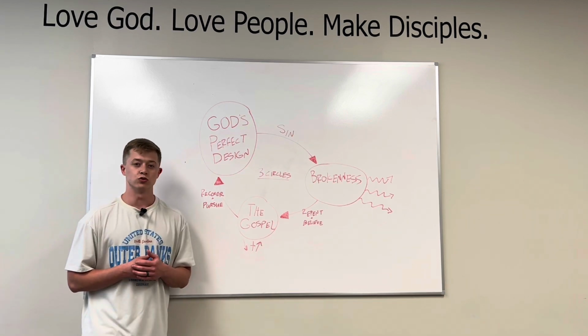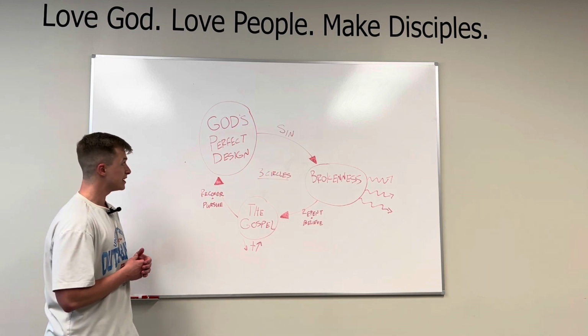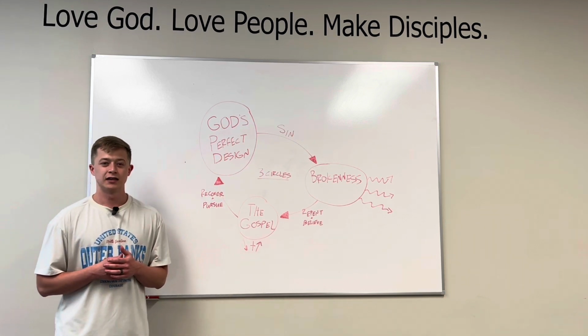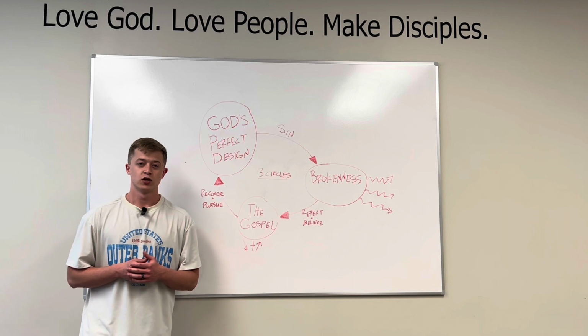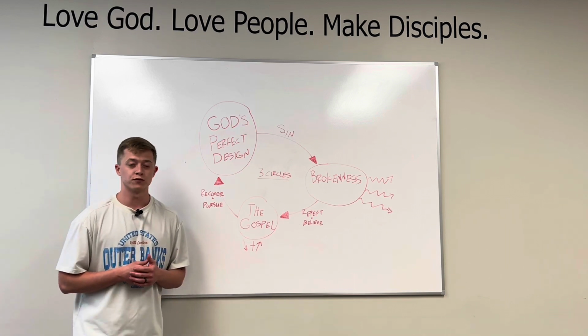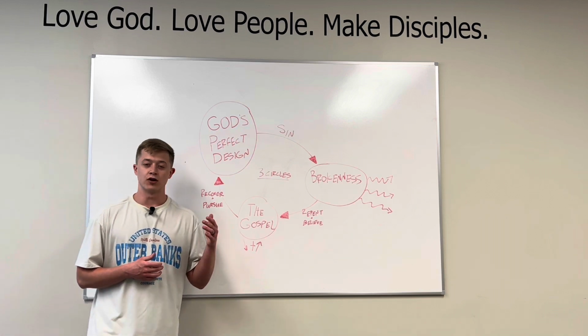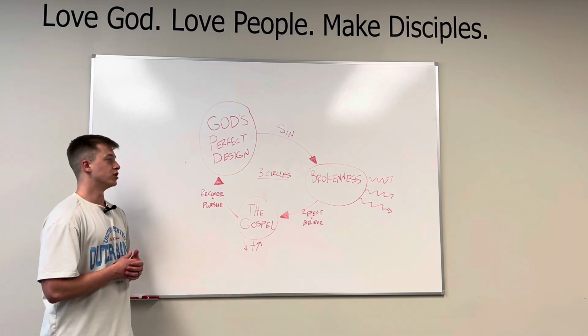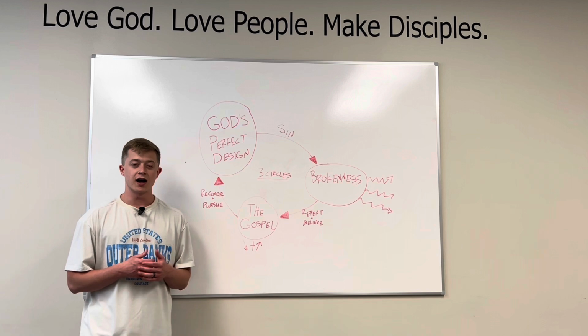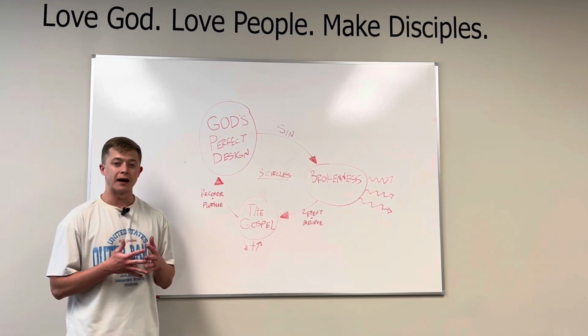But let's jump right into it. So the first circle is God's perfect design. And we get this from Genesis. We know that in the beginning, everything was perfect, created by God. Man and woman, everything on earth was good. And we know that we were in right standing with God, and everything was in perfect harmony.